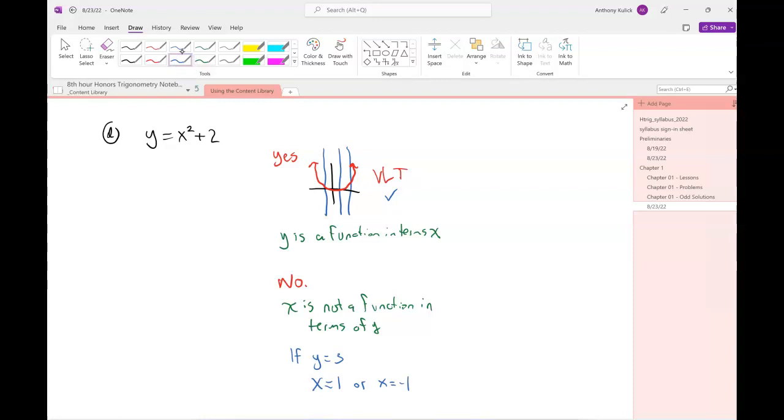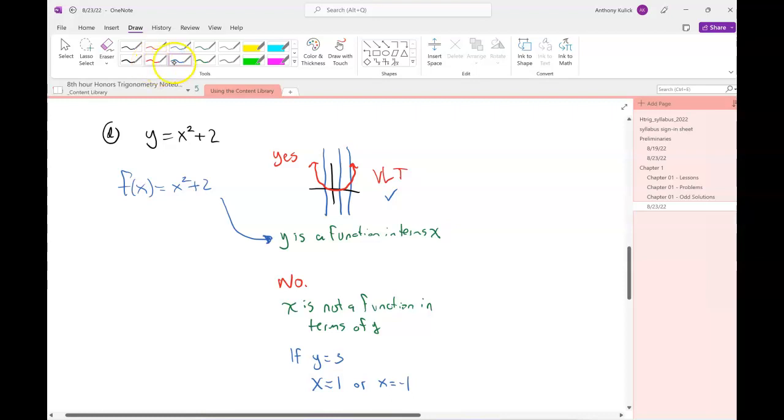Yeah, so if I wrote this as f of x equals x squared plus 2, here clearly we're saying that f of x is a function in terms of x. We're crystal clear that x is the input, f of x is the output. In that case, undeniably that's a function.